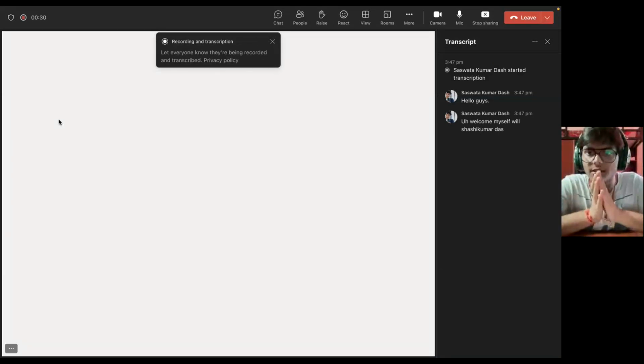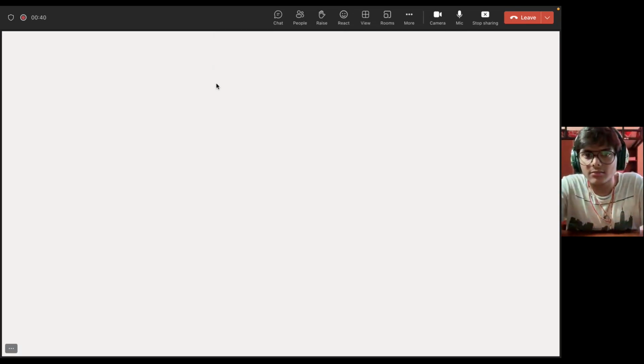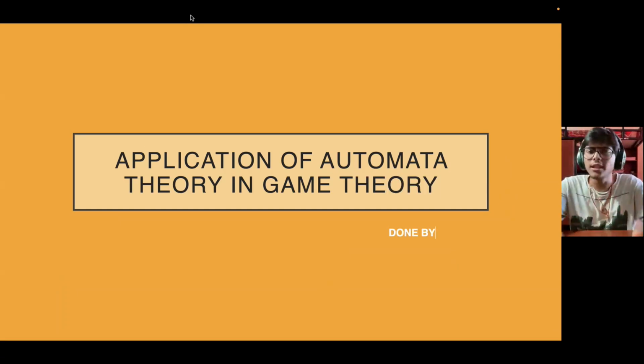So I will be teaching about the uses, the applications of automata theory in game theory. So let's start. I will even give some real life examples, which will be easy for you to learn and go deeper. So today we are going to learn about the application of automata theory in game theory.